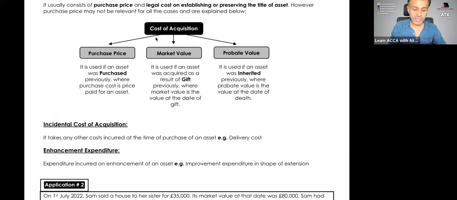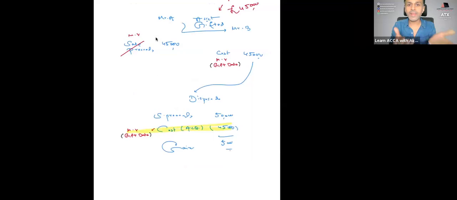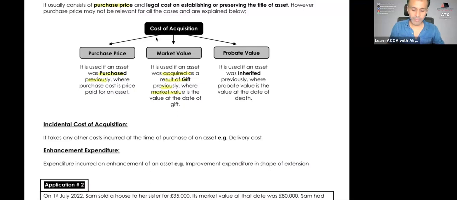Yes, it usually takes the purchase price, but when it was purchased previously, but when it was gifted previously, market value is then going to be used to be a part of cost, and I've given you the whole explanation of how. While probate value is the same case. Probate value is a value of an asset on the date of gift. So we don't call it market value, we call it probate value. The case remains to be the same.